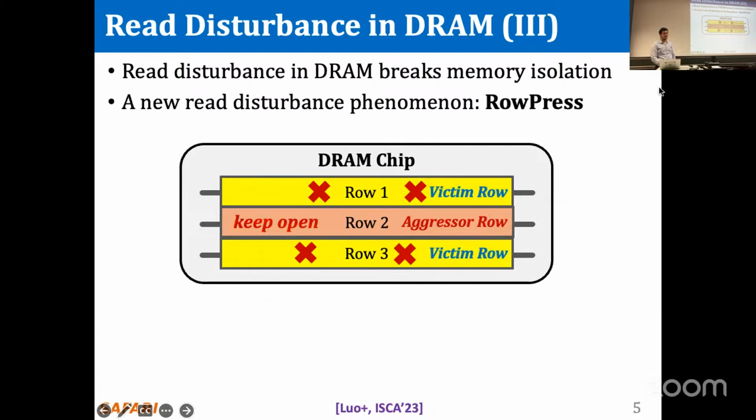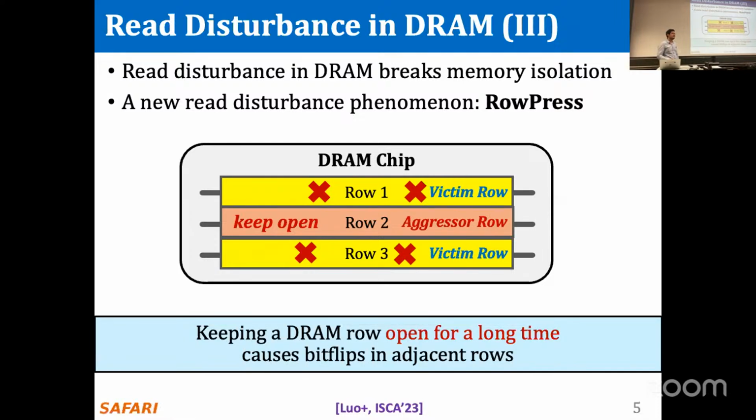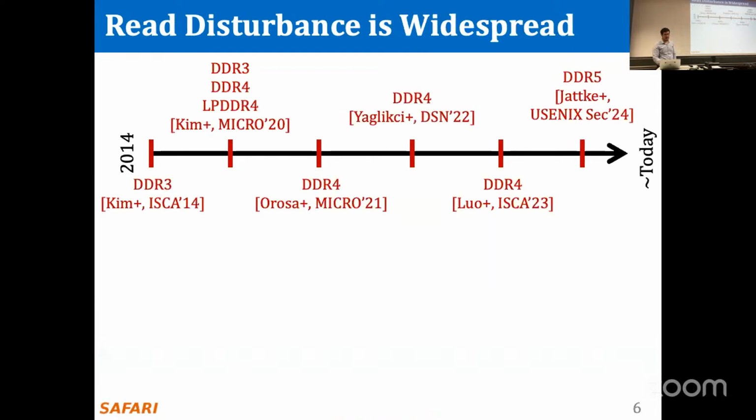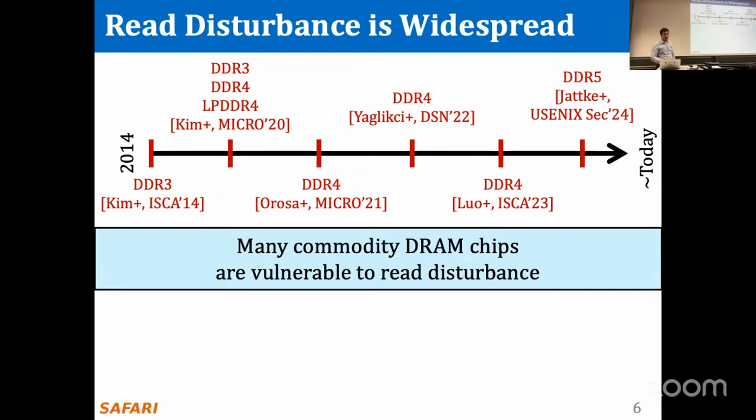And a relatively new read disturbance phenomenon is RowPress. RowPress induces bit flips by keeping the row open for a very long time instead of repeatedly activating it. In extreme cases, you can see bit flips with only one activation. Here's a non-exhaustive list of recent work that demonstrates read disturbance bit flips in commodity DRAM chips on a timeline, not to scale. Many LPDDR4 and DDRX chips, old and new, are vulnerable to read disturbance.